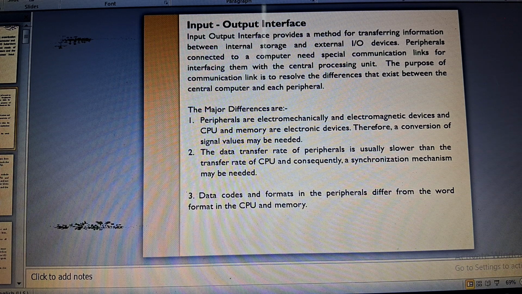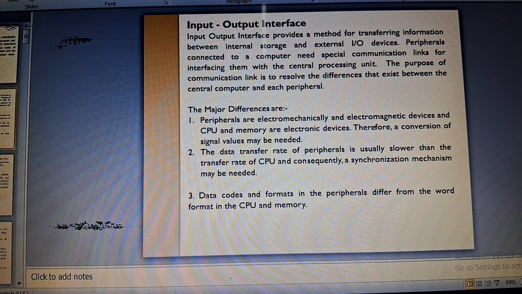The data transfer rate of a peripheral is usually slower than the transfer rate of the CPU, and consequently a synchronization mechanism is needed. Obviously there is a difference between the speeds of data transmission. In all electronic devices the data transmission speed is very fast, so CPU speed is very fast as compared to the peripheral connected to it. So to make transferring easier, synchronization is needed. That's why there is a need of the input-output interface.